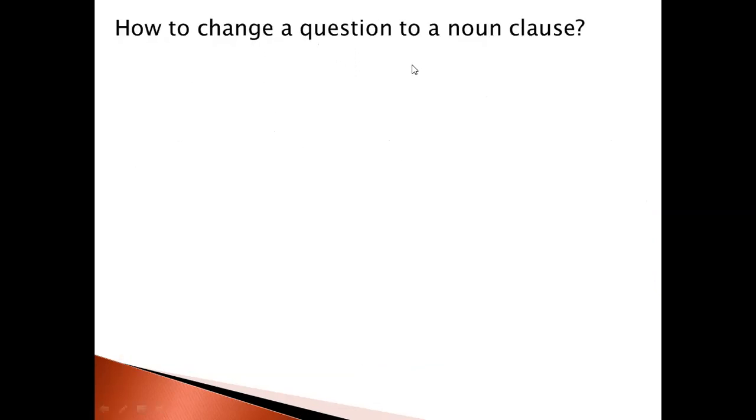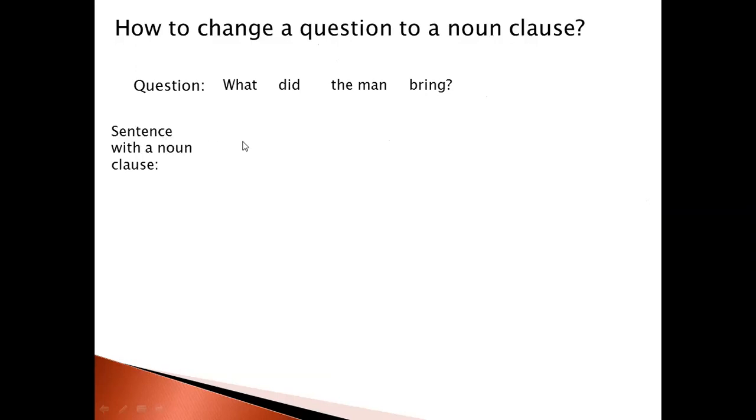How to change a question to a noun clause? Let's look at the following question. What did the man bring? To write a sentence with a noun clause, you should start by adding an independent clause like I don't know. After that, you put the question word what. You search for the subject in the question, then you put it directly after the question word, the man. Then you go to your main verb and you try to put it in the correct tense. In this case, it's the simple past because we have did, and this would become brought.